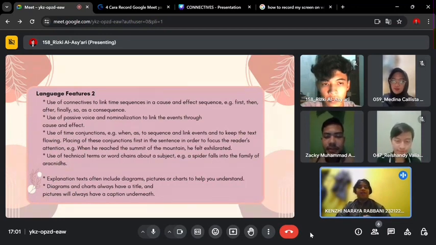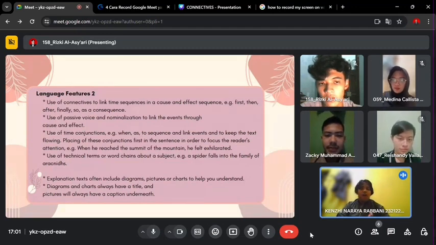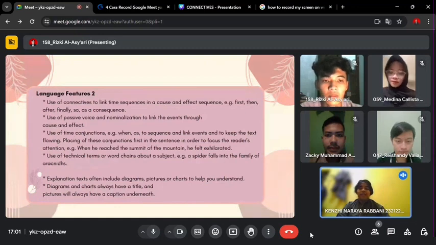Okay, thank you. So here I'm going to talk about other language features in explanation text. First, the use of connectives to link time sequence in cause and effect sequence. For examples, like first, then, after, finally, etc. After that, there is also use of passive voice and nominalization to link events through cause and effect.